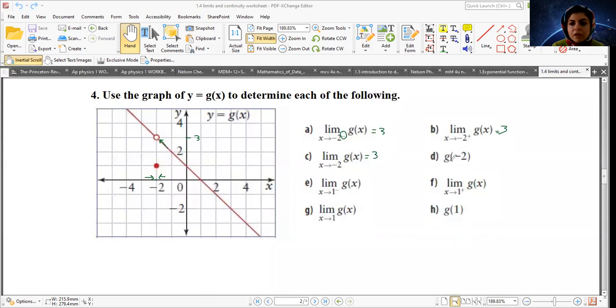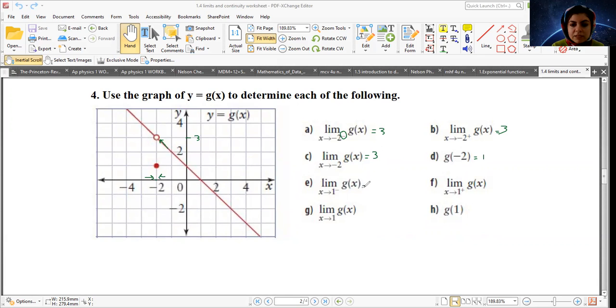Okay, what is the value of your g(-2)? Is the value of the function when x is -2? What would you say? It would be 1. Very good. You have to look at the filled point. So at -2, the value of the function is 1.